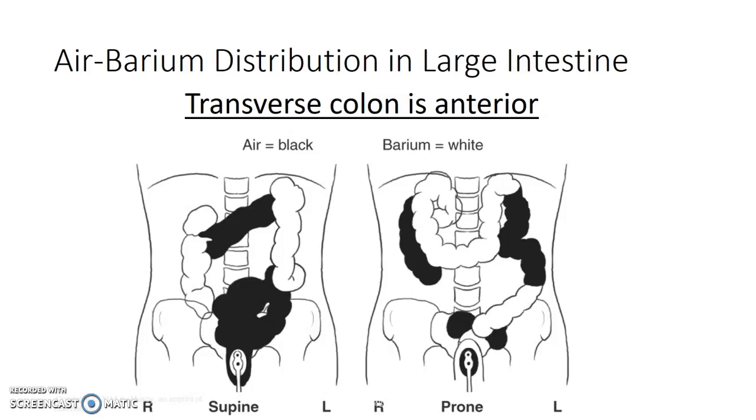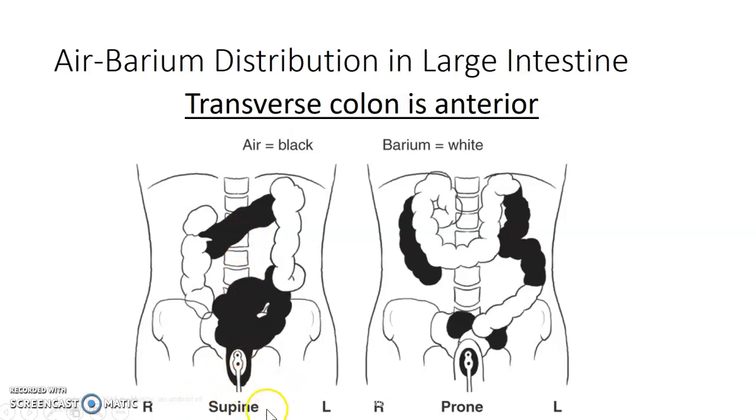If you remember back to upper GI, the fundus of the stomach is posterior, and that's how we understand where the barium will fall depending on patient position. Well, with the large intestine, the transverse colon is anterior. So in this picture, air is black and barium would be white, right? Similar to how it's going to be on your fluoro images, not your overheads, but your fluoro spots.